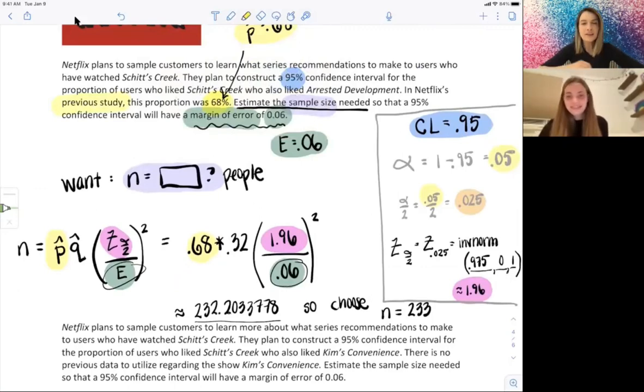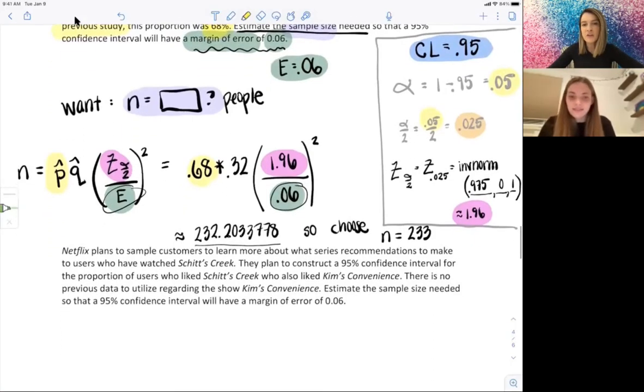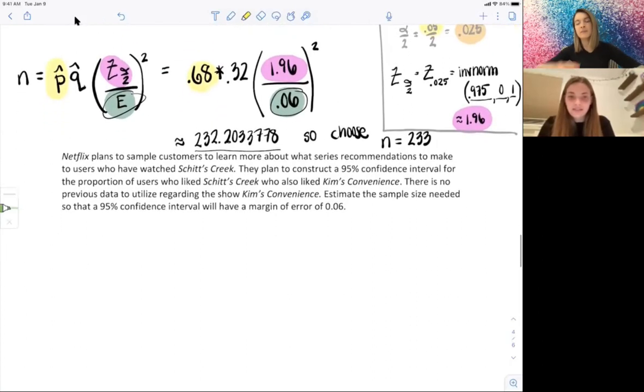Okay, so let's look now. They did a previous study on Arrested Development, but there's a newer show that they haven't done a study on. If people liked Schitt's Creek, would they like this other newer show?